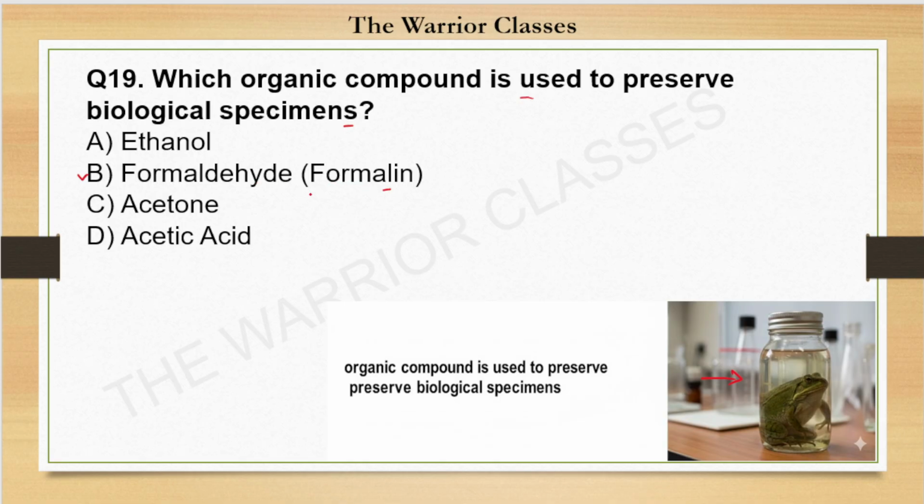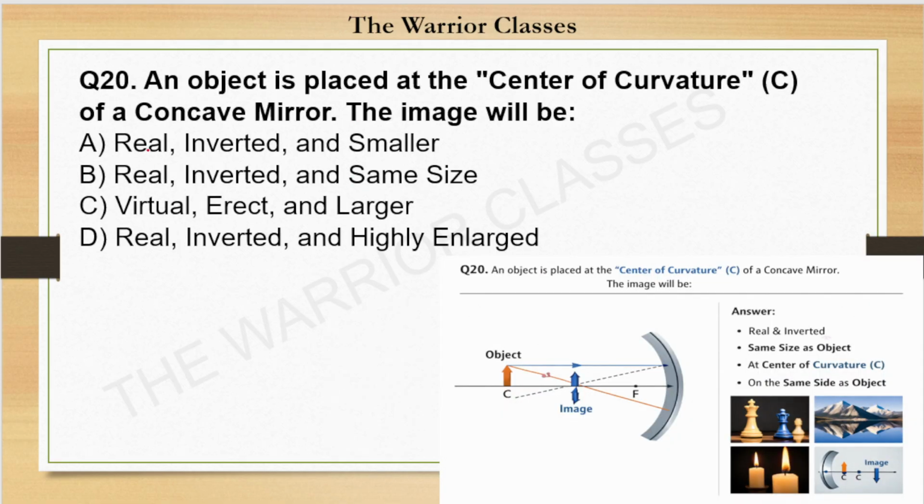Now moving to our next question. Next question here is question number 20. An object is placed at the center of curvature of a concave mirror. The correct answer will be option B, real, inverted and same size. For this, the image is formed here. It is real, inverted and of the same size.